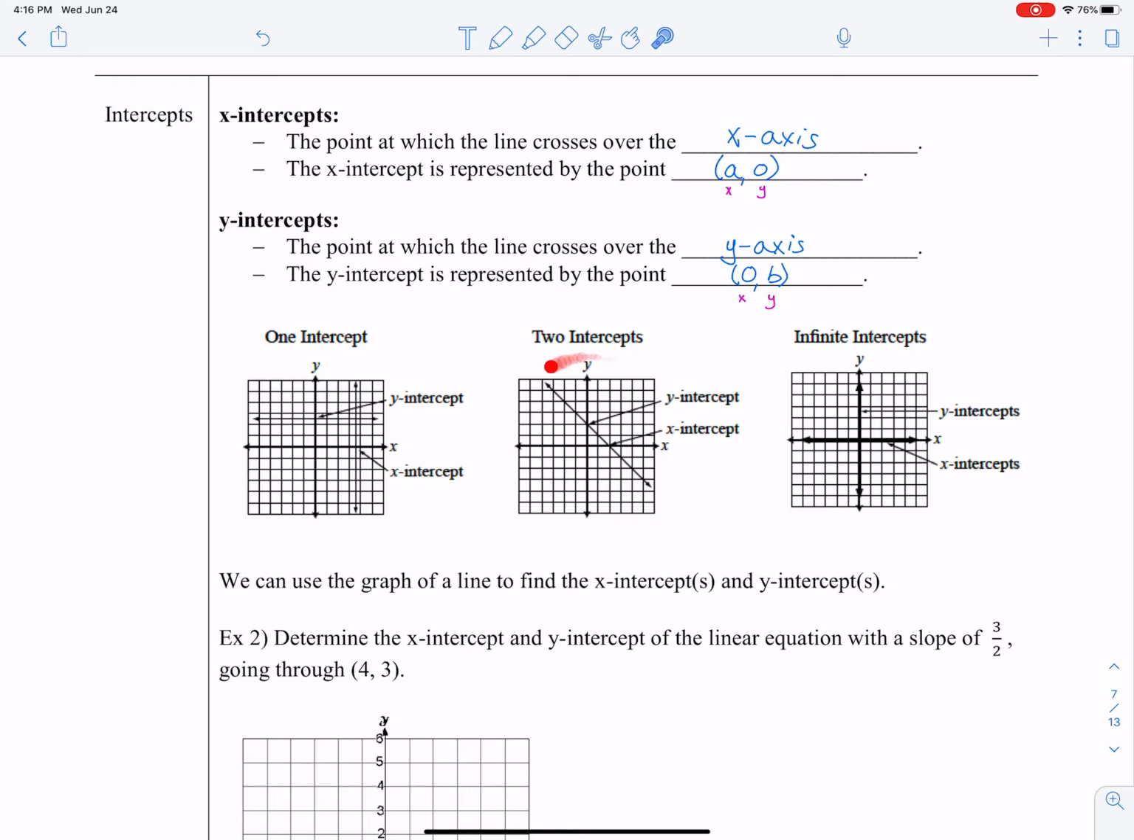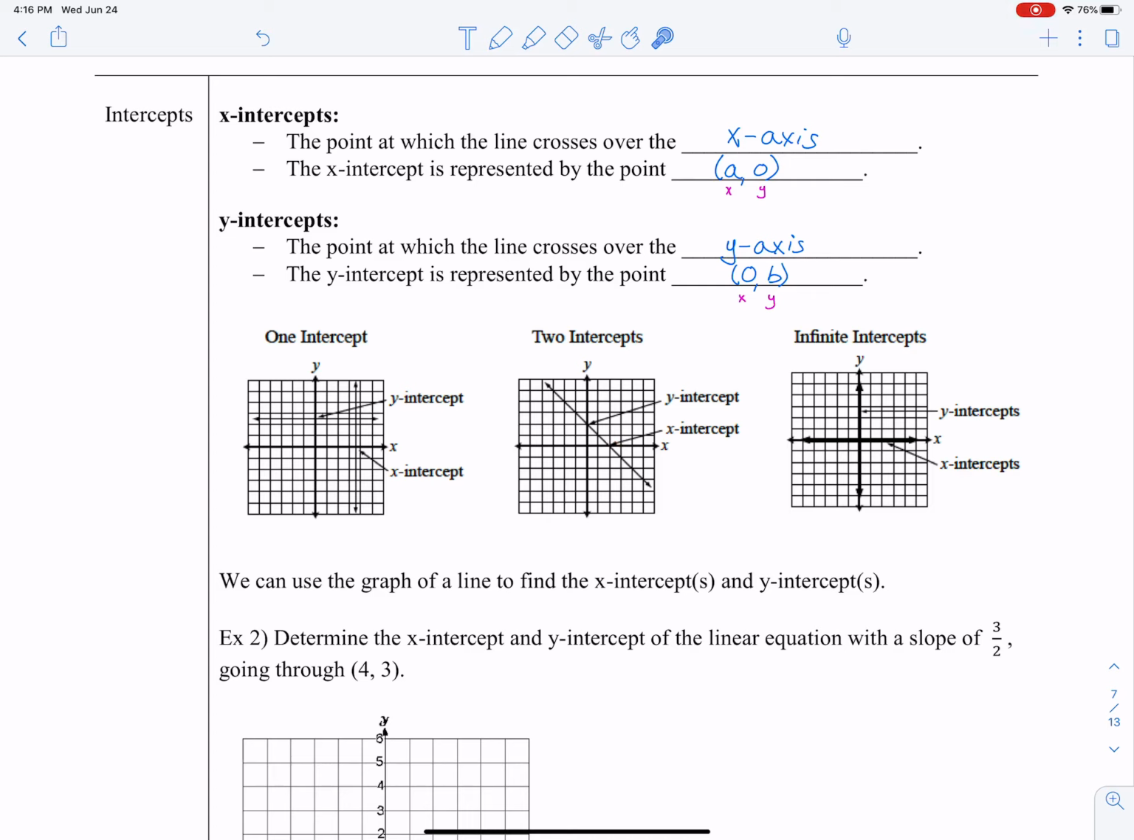Most lines that we're going to look at have a y-intercept where it crosses over the y-axis, right here. If we wanted the y-intercept, we'd find the y-axis, go to the place where it crosses, and read the number. If we wanted the x-intercept, it's right here on the x-axis.